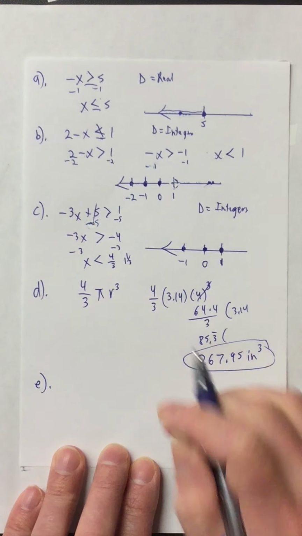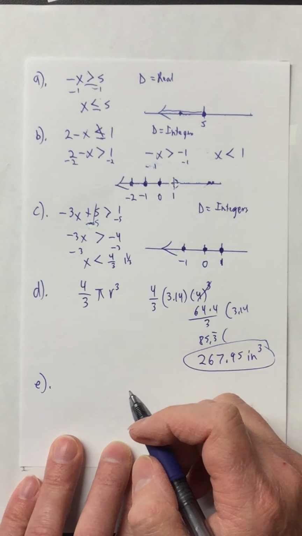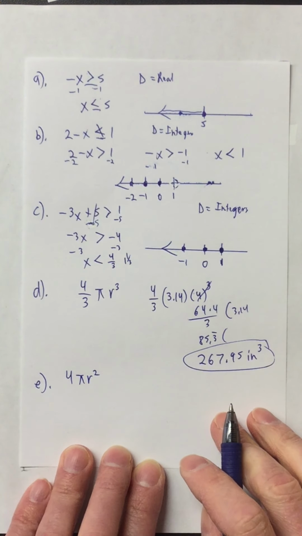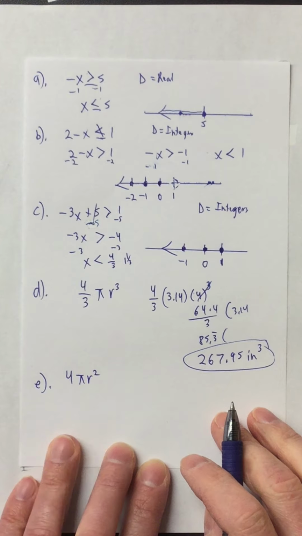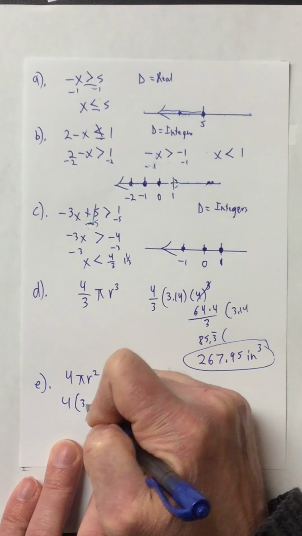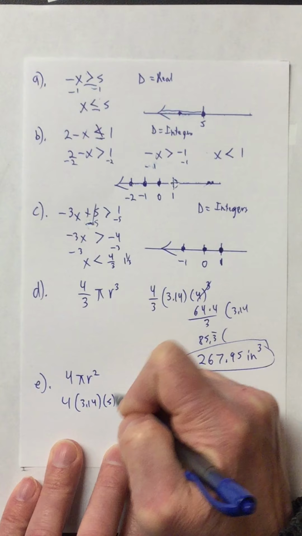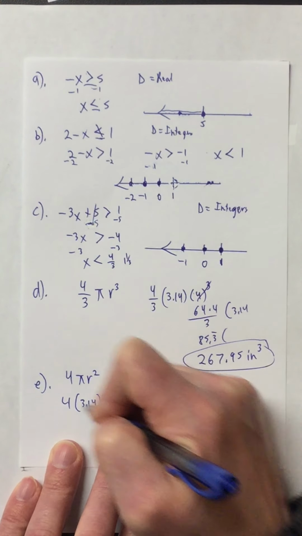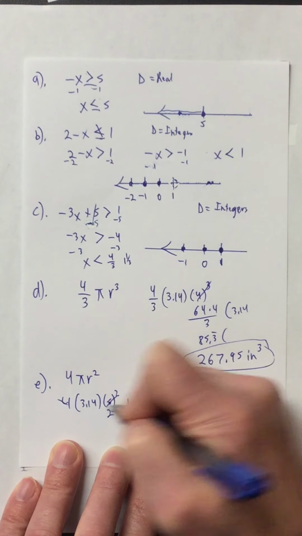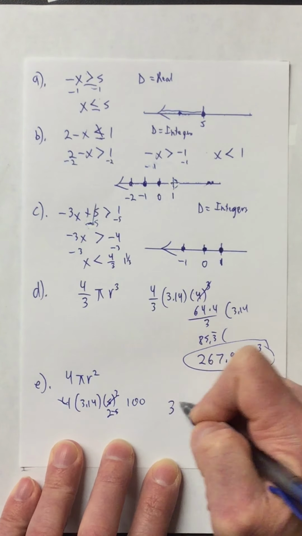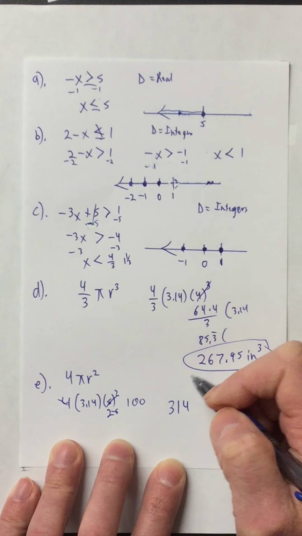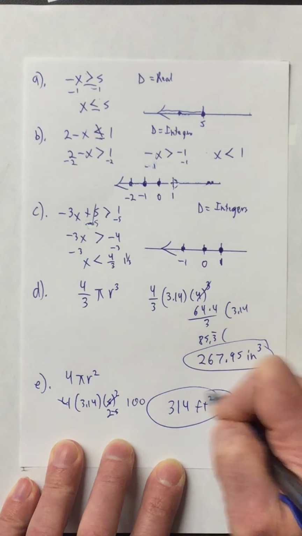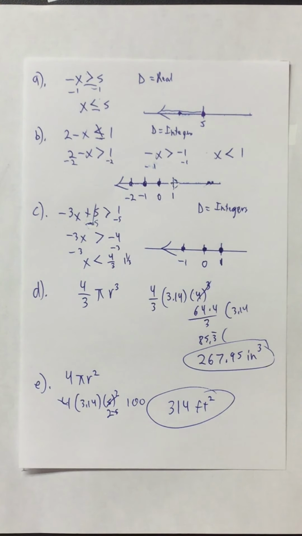All right, practice problem E, find the surface area. 4 times pi times radius squared is my equation. It tells me that my radius is 5 feet. So I'm going to do 4 times 3.14 times 5 squared. My 5 squared is 25 times 4 is 100. So move my decimal place. Actually, don't need my calculator for that one. That is 314 square feet. Answer.